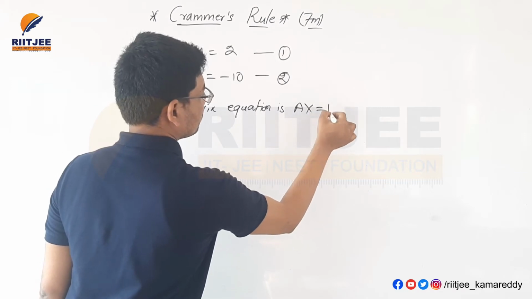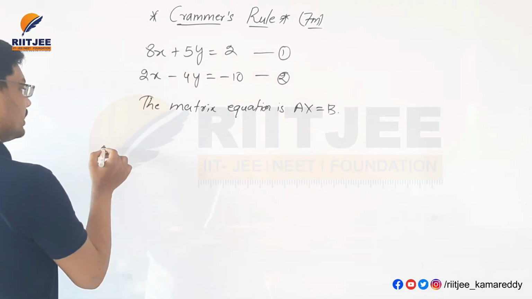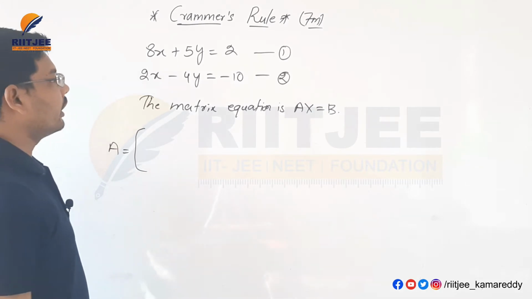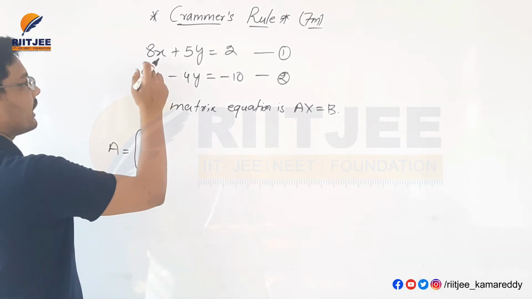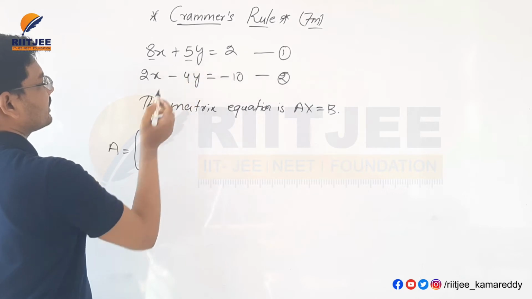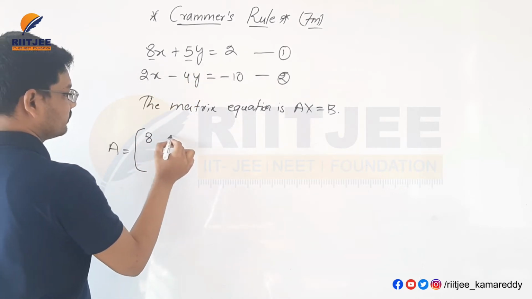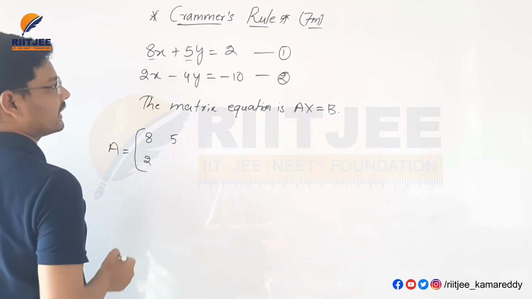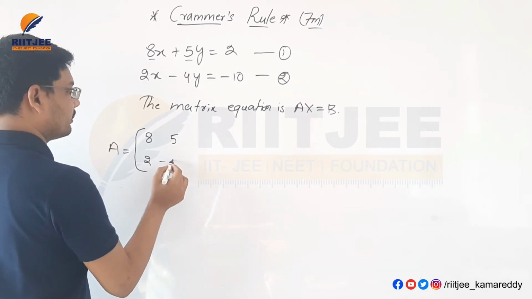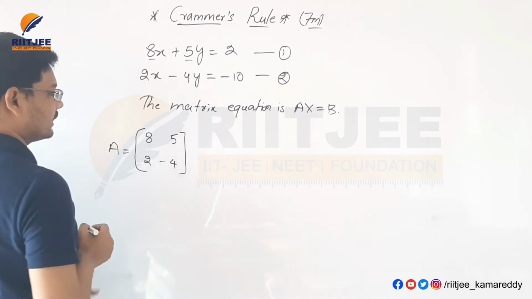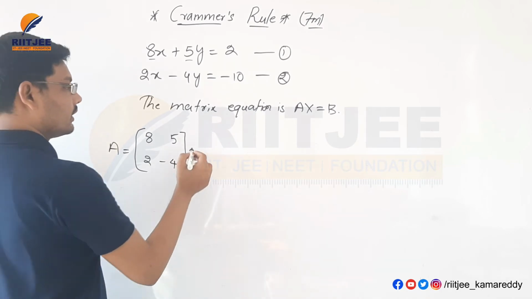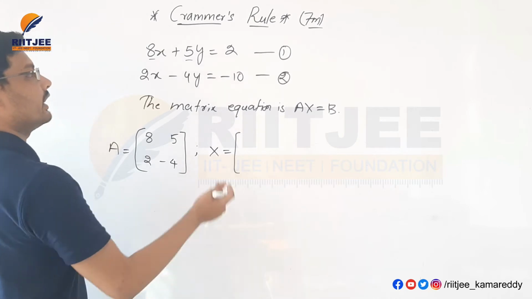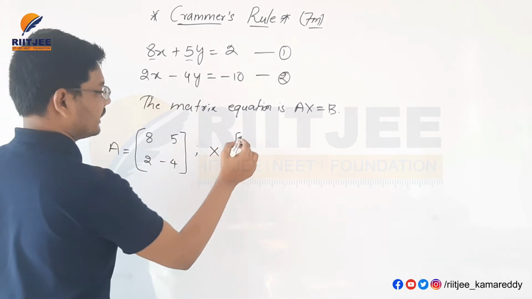AX is equal to B, where capital A is nothing but the coefficient matrix. The coefficient matrix consists of the coefficients of x and y in the first equation, 8 and 5, and the coefficients of x and y in the second equation, 2 and minus 4. This is the coefficient matrix. Next, X is the variable matrix. Here the variables are x and y.